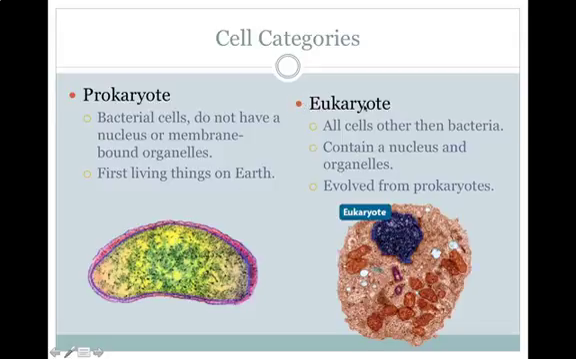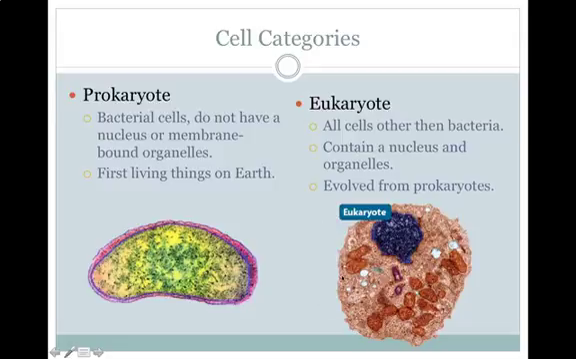Now, eukaryotic cells, eukaryotes, evolved from prokaryotes. A eukaryotic cell is going to be any cell that is not a bacteria. So anything that's not one of the bacterial cells we consider to be eukaryotic. Eukaryotes do contain both a membrane-bound nucleus as well as other organelles, and we know that they evolved from their simpler, older prokaryotic ancestors. So here's a basic eukaryotic cell.